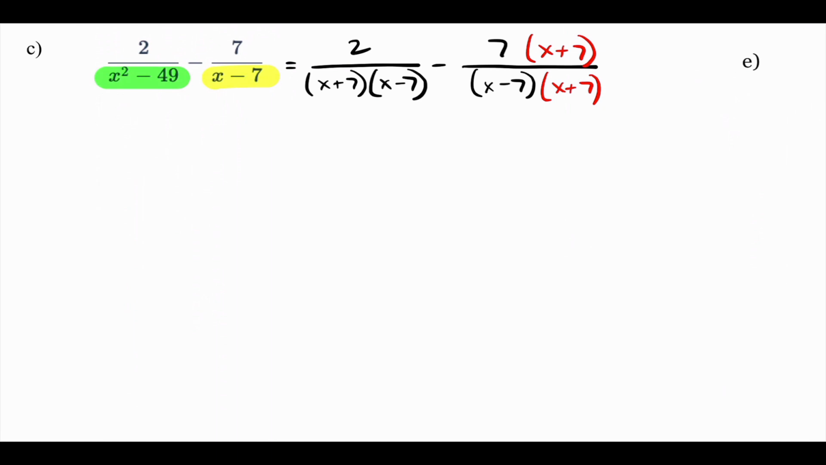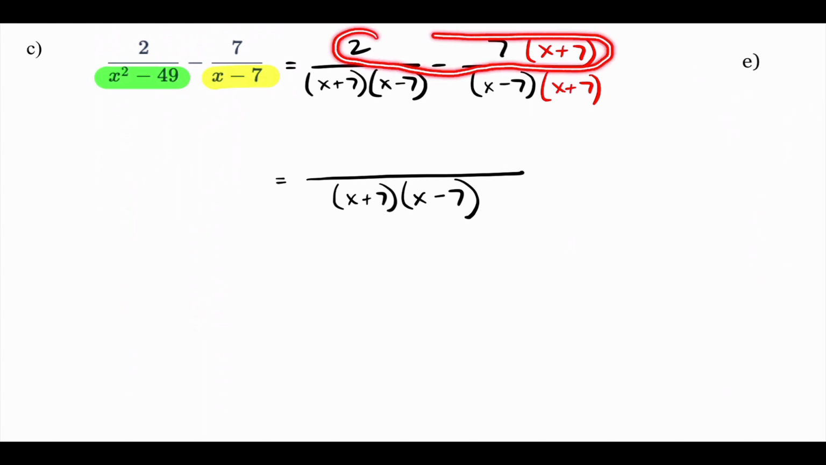So now the denominator is the same. The denominator is x plus 7, x minus 7. The tops. I have 2 times x minus 7, minus 7 times x plus 7, sorry, on top.